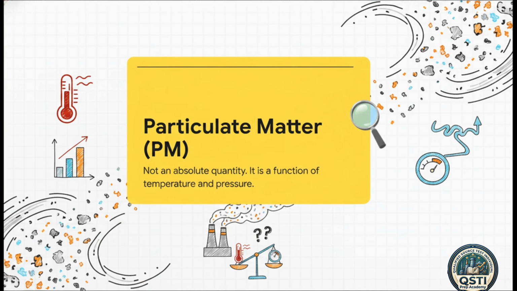Okay, so measuring particulate pollution isn't as simple as, say, just weighing a solid object. Particulate matter, or PM, actually isn't an absolute quantity. It's a function of temperature and, well, to a slightly lesser extent, pressure. Temperature literally dictates how much PM is actually present in an effluent gas stream. Basically, if you don't define the exact temperature at which you're measuring, your measurement is pretty much meaningless.